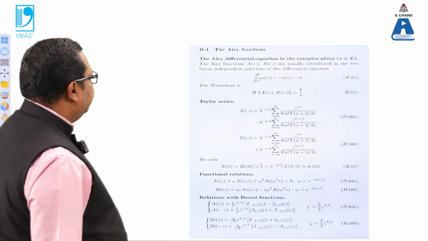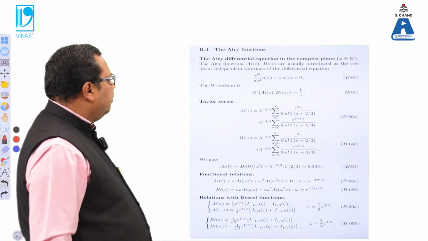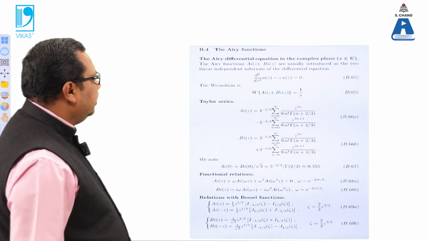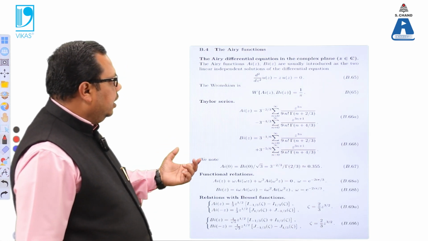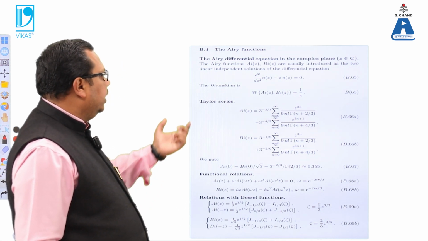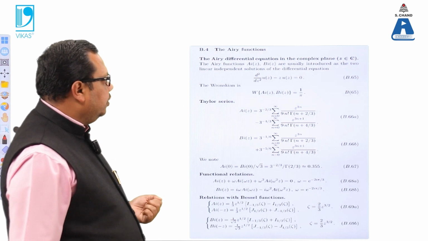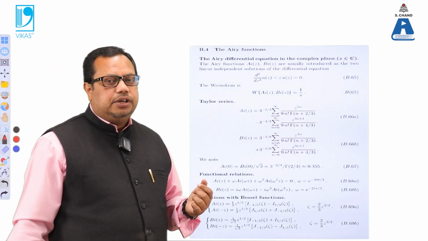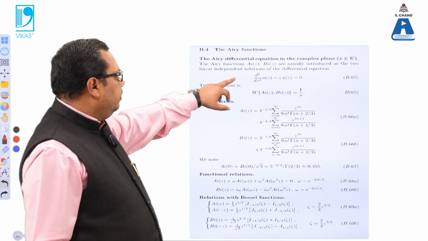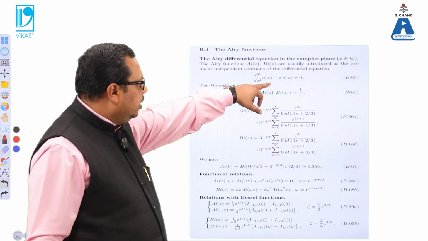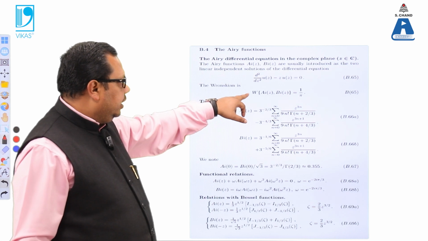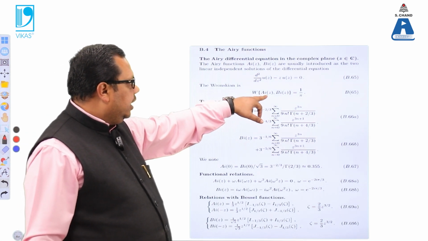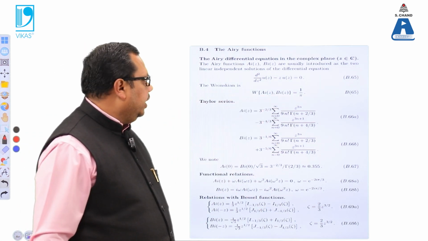Then we have the Airy function. The Airy function equation is basically in the complex plane. The Airy function generally uses two linearly independent solutions, so we are using the two linearly independent solutions in the differential equation d2w by dz squared minus zw is equal to 0. Then Ai(z), Bi(z) is equal to 1 by pi.